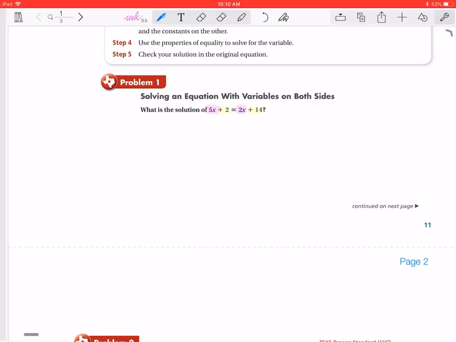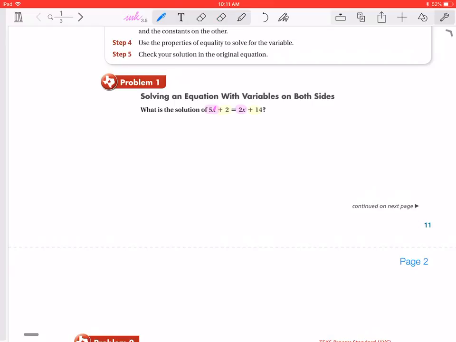If I move here, I have 5x and 2x. If I make 5x a zero pair, that means I'm going to subtract it from both sides, and that's going to give me 2 is equal to negative 3x plus 14. So now I just made my variable negative. I can do this, it's okay, but it could potentially get me confused.